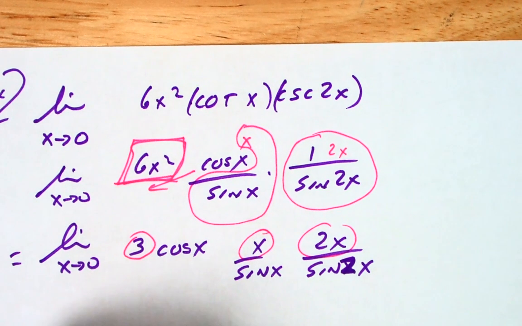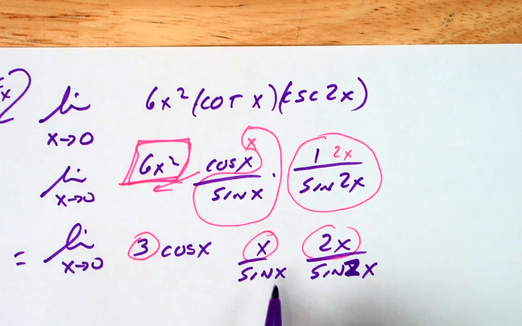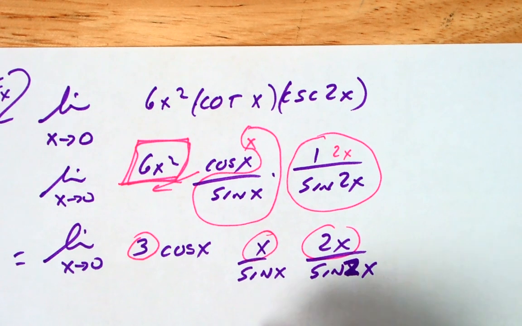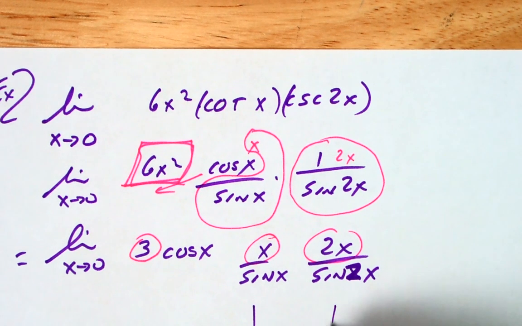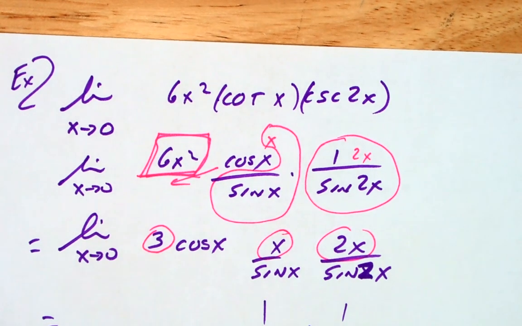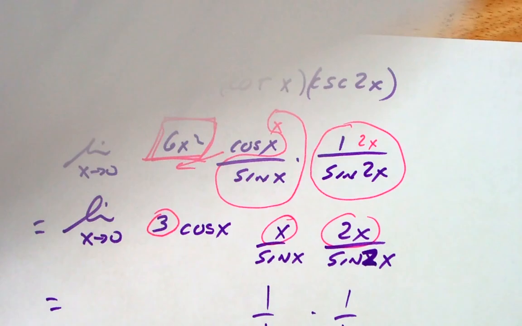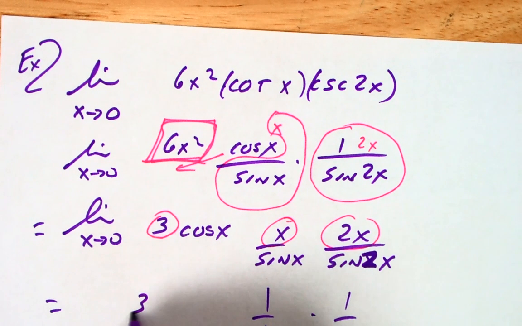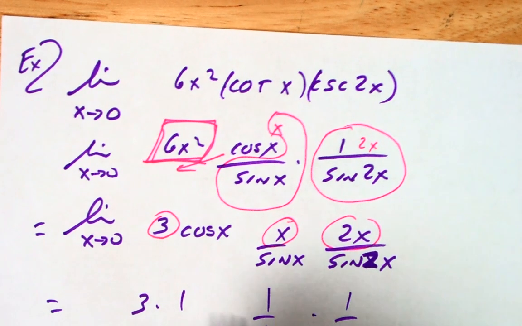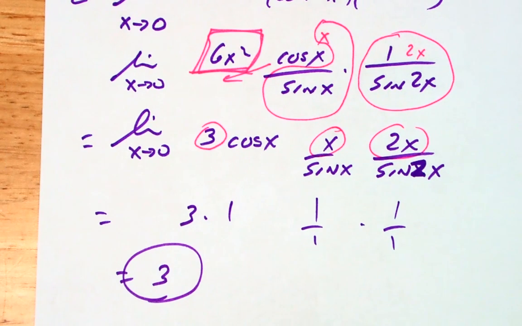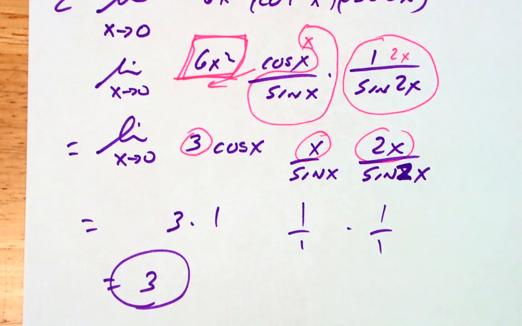And I'm going to skip a step here. When I flip this, the limit is going to be 1 over 1, right? Okay? And then I just have the limit of 3 cosine x. What did we say the limit of cosine was before at 0? 1. So the limit's 3.